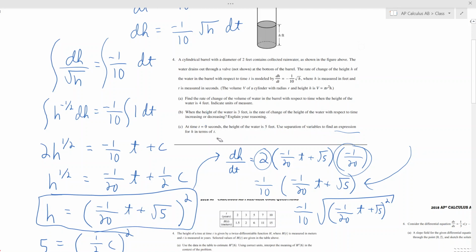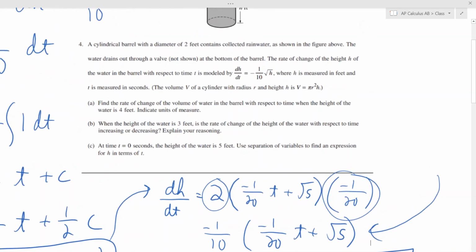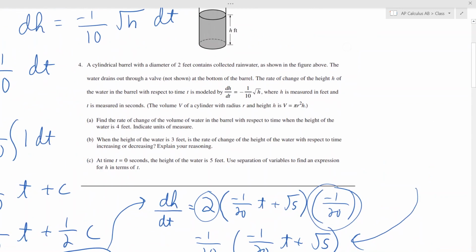And I want to show you here real quick too. When they give you a differential equation question, which I highly expect them to, they only ask you to solve it usually in the last part. The other two parts are just, hey, do you understand what the derivative is doing? So like question A says, find the rate of change of the volume of the water in the barrel with respect to time when the height is 4.